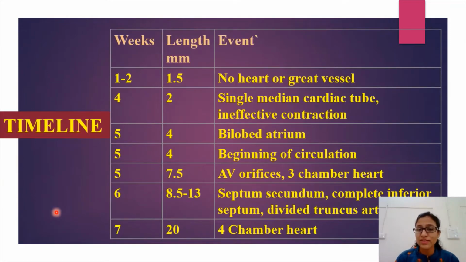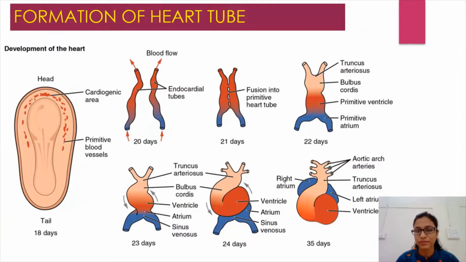The cardiovascular system is the first system to function in the embryo, and by the end of the third week, we have the formation of the blood vessels. By the fourth week, there is formation of a single median cardiac tube. As the weeks progress, there is formation of the septum and chambers, and by the end of the seventh week, we have a four-chamber heart.